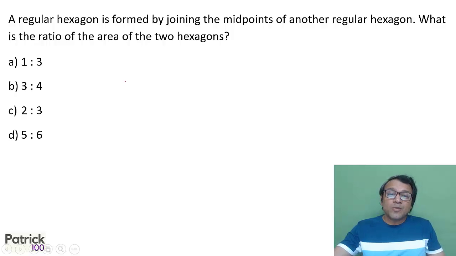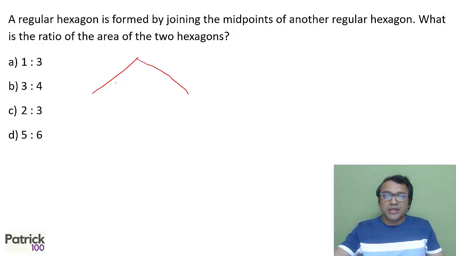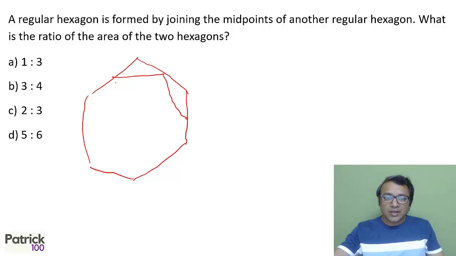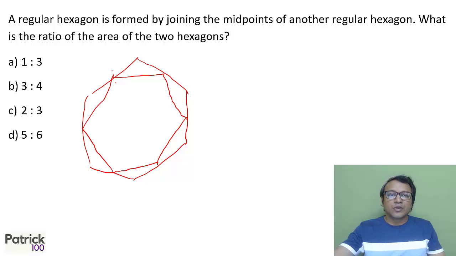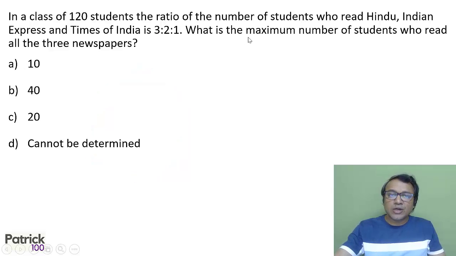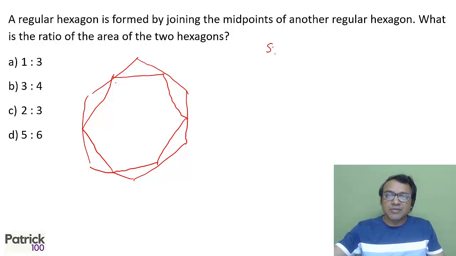A regular hexagon is formed by joining the midpoints of another regular hexagon. So that means you have a hexagon, and then you join the midpoints, right? And another hexagon is formed. Find the ratio of the areas of the two hexagons. Now, if you look at the figures, they are similar because both are regular. Since the figures are similar, if the ratio of the sides is a is to b, the ratio of the areas will be a square is to b square.